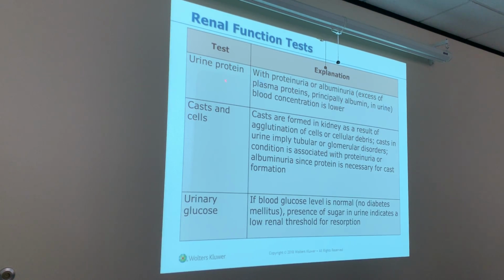Urine protein, you never want to have protein in your urine. Protein in your urine is a sign of failure. Albumin is found in our blood, and it's a carrier of hormones. Glucose, you should never have sugar in your blood.